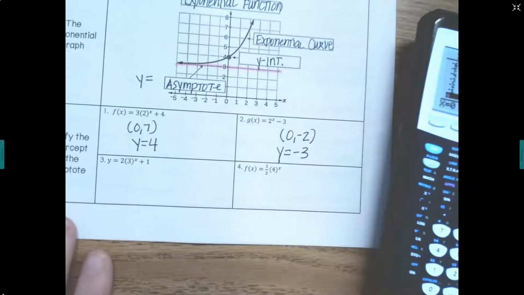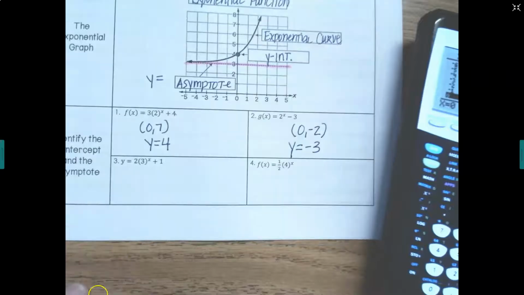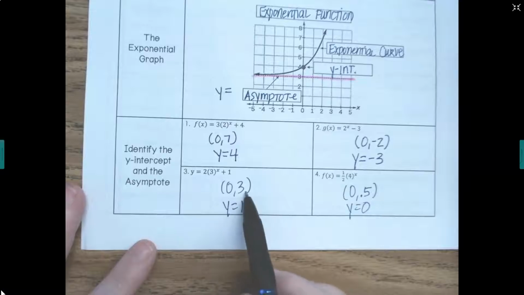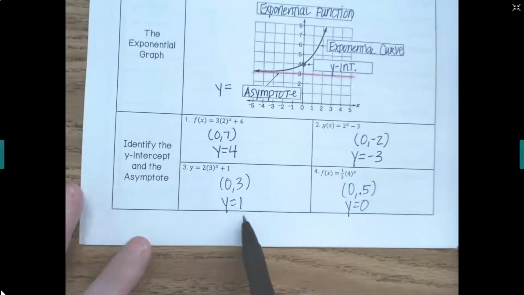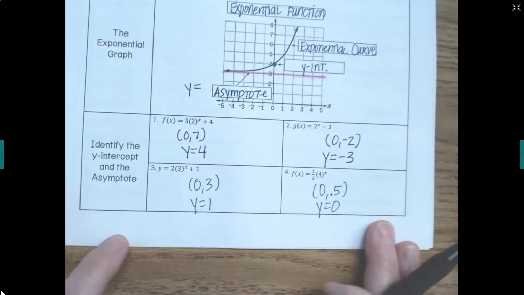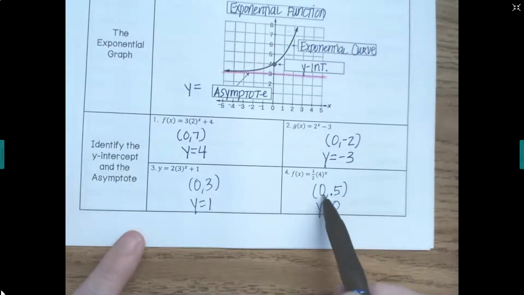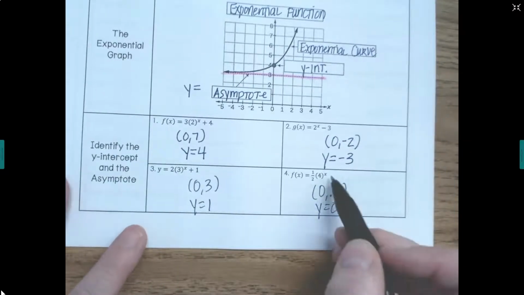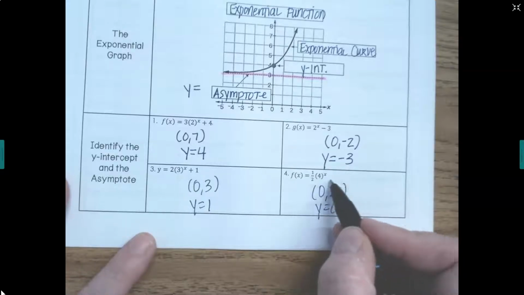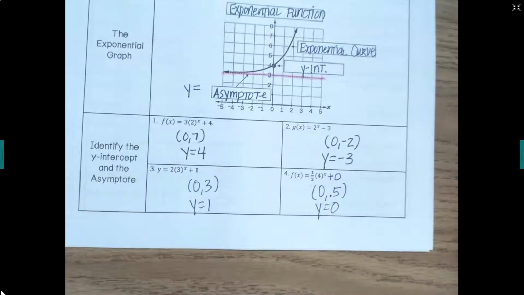Alright, pause the video, try these last two on your own, and come back when you're done to see how you did. Alright, so I got (0, 3) for my y-intercept, and y equals 1. There's a positive 1, so my asymptote's a positive 1. And for number 4, my y-intercept was 0.5. Now, I got y is 0 because on here there was nothing written after the exponent, so that's the same as saying plus 0, so that 0 would be my asymptote there.